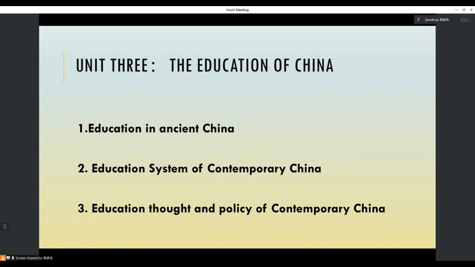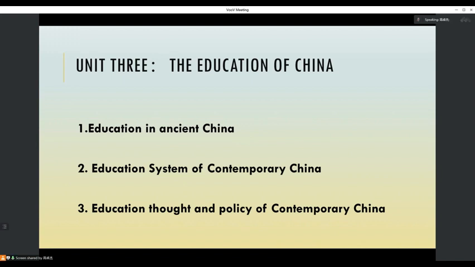Look at the slide. Unit 3 includes three parts of Chinese education. The first, education in ancient China. As you know, China has a long history in education.